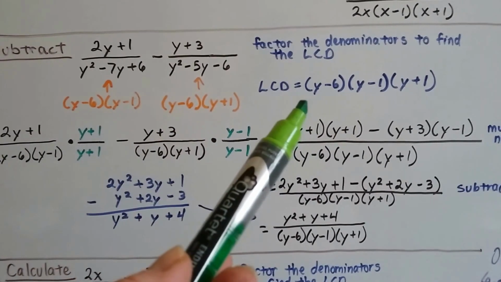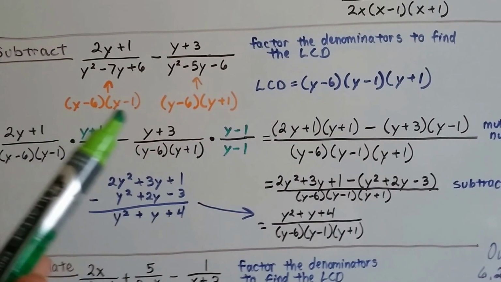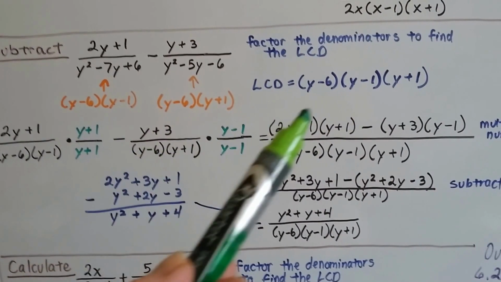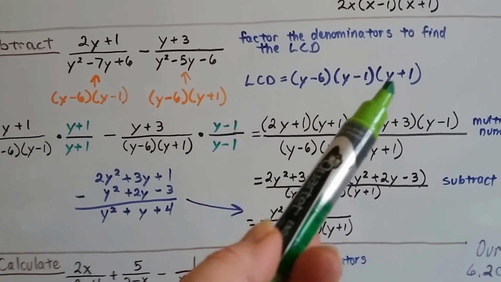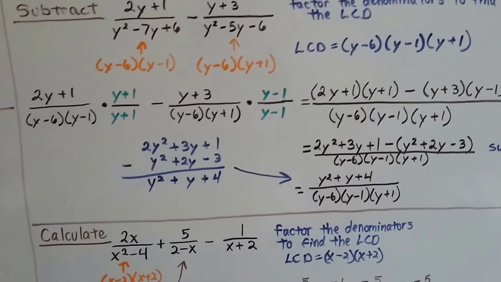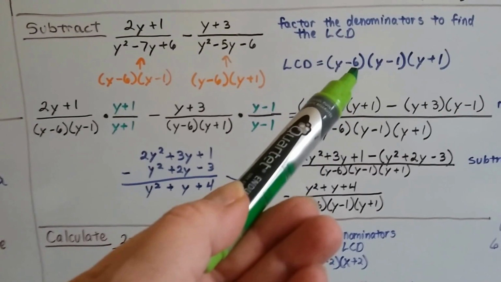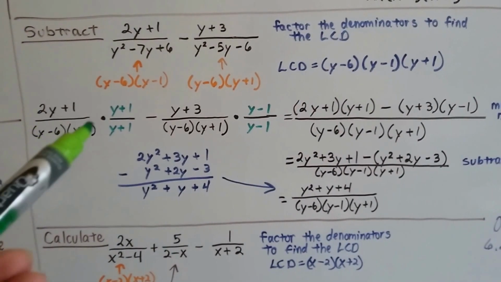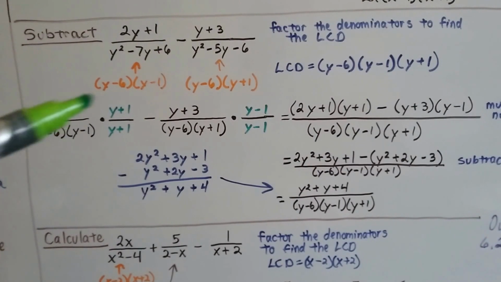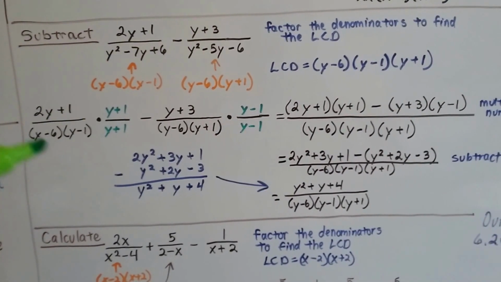So our least common denominator is going to be a combination of these. Now because we have a y minus 6 and a y minus 6, we only use one of them. See? Then we get the y minus 1, y plus 1. So that's going to be our denominator. All right? So what does this guy need to be multiplied by in order to look like that? The only thing we're missing is the y plus 1. So we multiply it to the numerator and denominator as a ratio of 1.